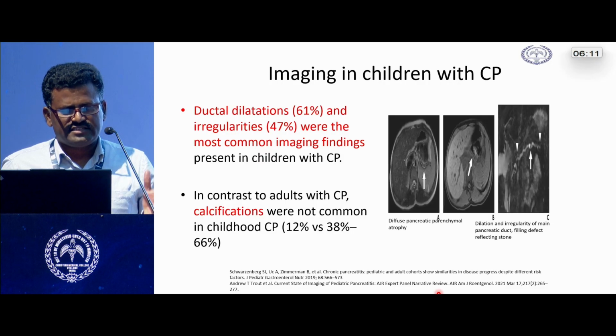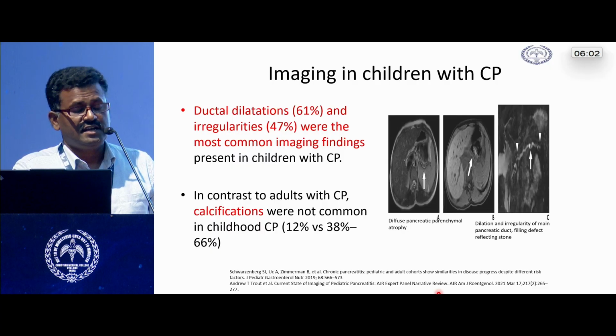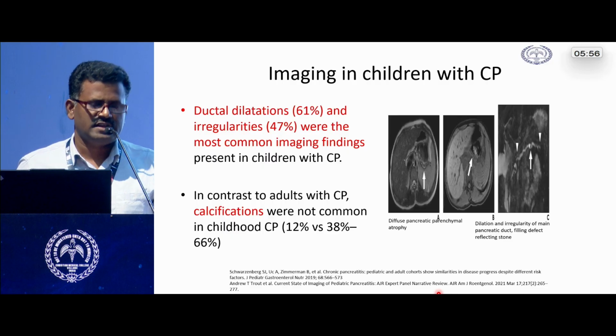So as shown in these images, other than the diffuse parenchymal atrophy, ductal dilatations and irregularities are common in children, and calcifications are also present in children, but not as common as in adults.